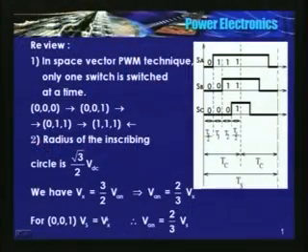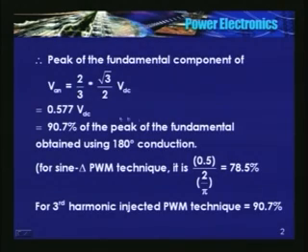So I will substitute here. For 0, 0, 1, Vs is equal to Vx, and therefore Van is equal to 2 by 3 into Vs. And this maximum value of Vs is nothing but root 3 by 2 into Vdc. So I will substitute in this equation, and I will get the peak of the fundamental component of Van as 0.577 times Vdc.